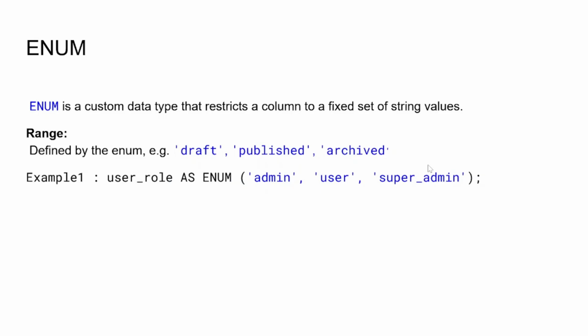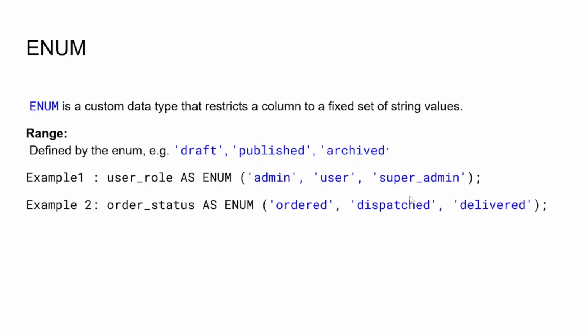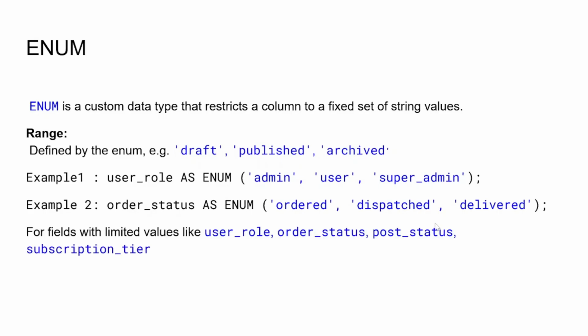You can also use an ENUM for something like user roles. So either the user can be an admin, a normal user, or the super admin. Another example, like in a restaurant you have order status. The order status is also an example of an enum, because the status of the order can either be ordered in case the user has just ordered, dispatched in case the order is on its way, and delivered in case the order has been delivered.